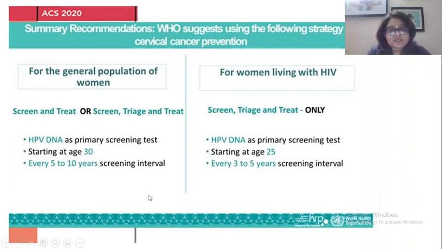What does the WHO suggest? And this is as recent as 2021. WHO says for the general population, start at the age of 30 years. HPV DNA is the primary screening test. It doesn't say cytology. Remember, HPV DNA is the primary screening test, starting at age 30, and repeated every 5 to 10 years. And for women living with HIV, it says start at the age of 25 years and do the HPV DNA every 3 to 5 years, because they are at an increased risk of developing cancer of the cervix.